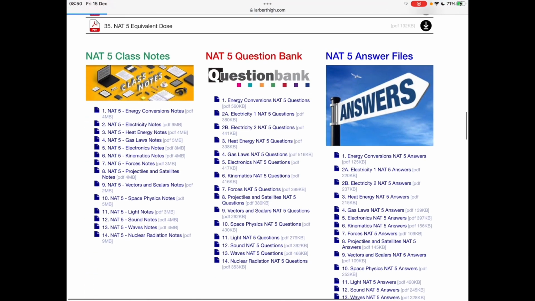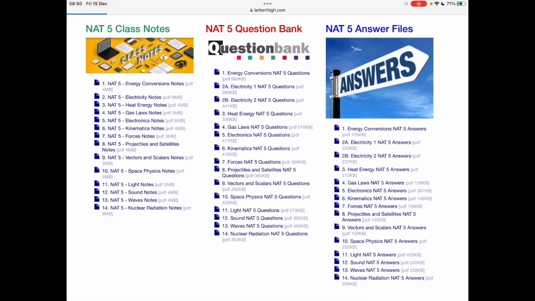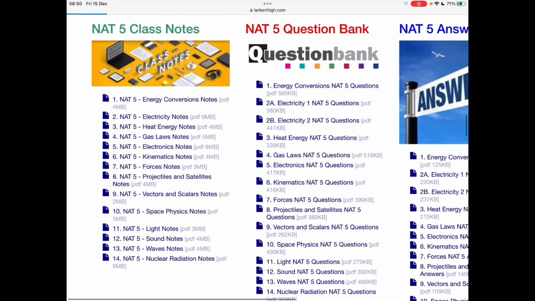If we then scroll further down, that's when we've got all this stuff here. So if we start from the left and work our way across. On the left, you've got your class notes. Now, your teacher may use these in class already, so you may have already seen them. However, if not, this is a second set of notes you can come back to.